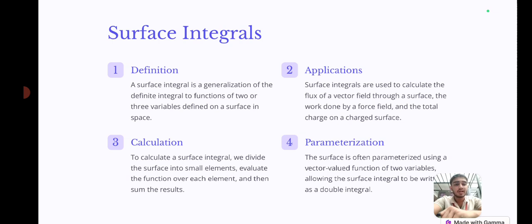Calculations: to calculate a surface integral, we divide the surface into small elements, evaluate the function over each element, and take the sum of the values. The surface is often parameterized using a vector valued function in two variables, allowing the surface integral to be written as a double integral.